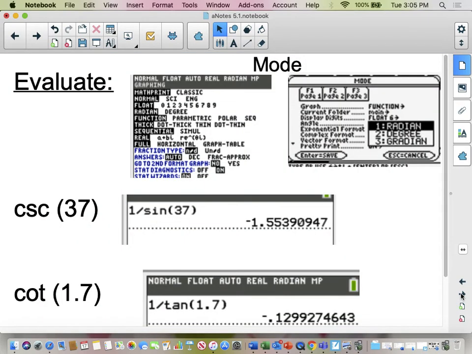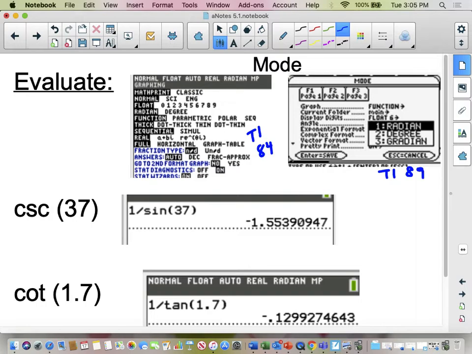Ooh. All right, last but not least, and this is the easiest part of the whole lesson, you will need to know how to type in basic angles on your calculator. So I have the TI-84 screenshot here. This is the TI-89. You need to check your mode, and you always need to be checking your mode. If you evaluate an angle in degrees, you want to be in degrees. If you evaluate an angle in radians, you want to be in radians.